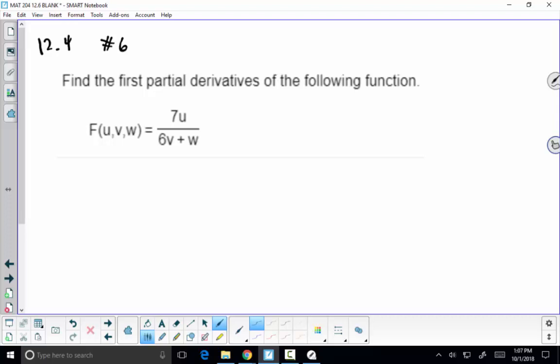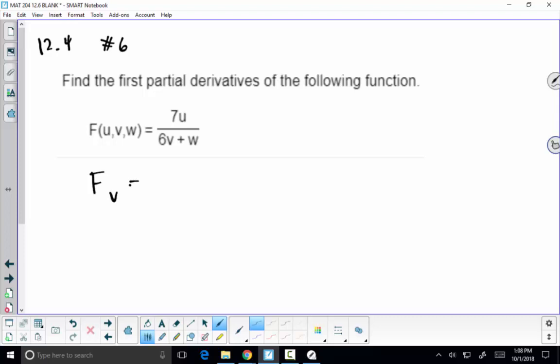Okay, so first partials, which one is the one you want to find? So it was f sub v. We want to make sure we say sub v because f of v means function of v, where v is the independent variable. So we want to say f sub v.